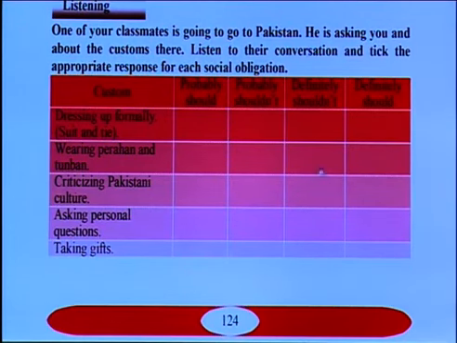So I take here. You can put it in a conversation like this one. Would I have to criticize Pakistani culture? The next person can answer, definitely shouldn't. You don't have to do this.